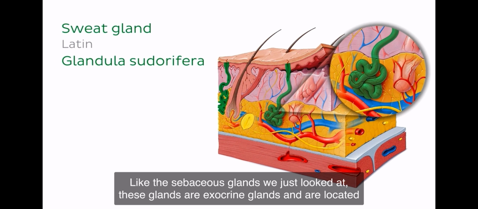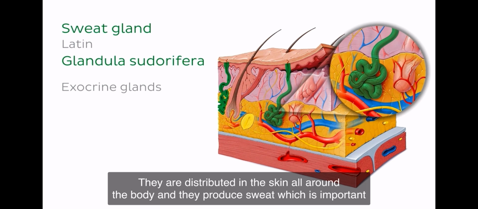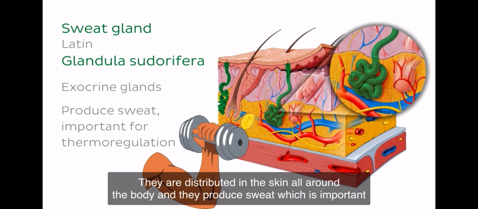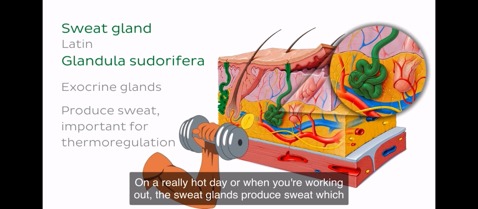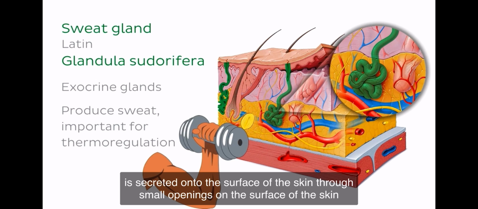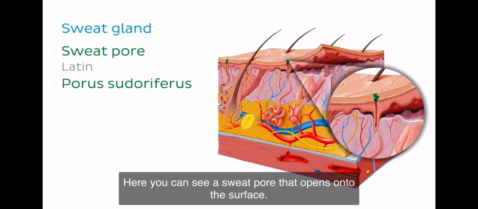Like the sebaceous glands we just looked at, these glands are exocrine glands and are located in the dermis. They are distributed in the skin all around the body and they produce sweat, which is important for thermoregulation. On a really hot day or when you're working out, these sweat glands produce sweat, which is secreted onto the surface of the skin through small openings called sweat pores. Here you can see a sweat pore that opens onto the surface.